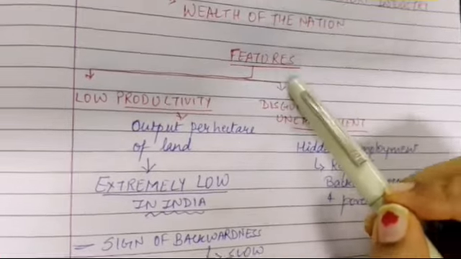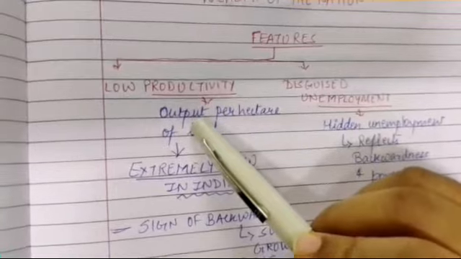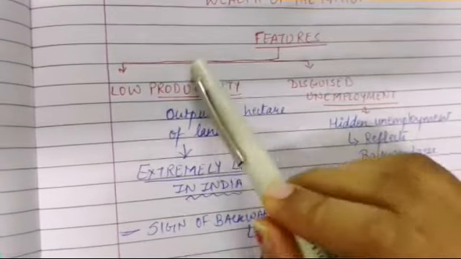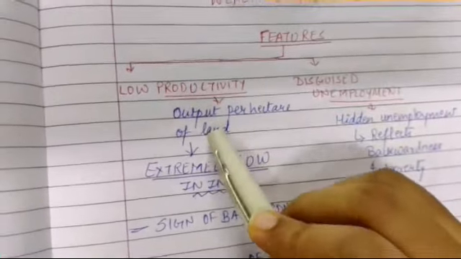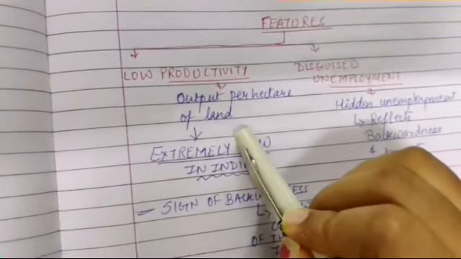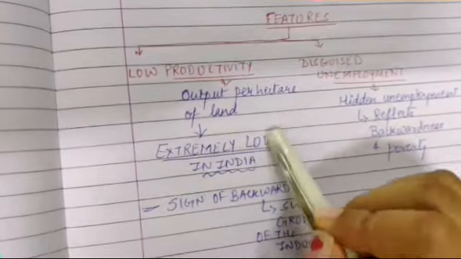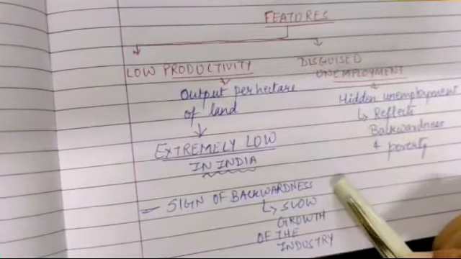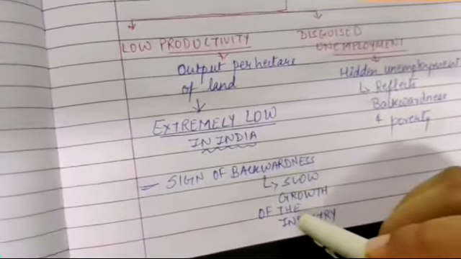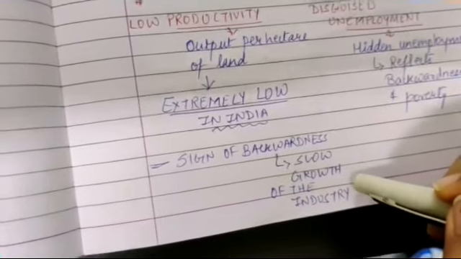Proceeding towards the features. The first feature is low productivity. What do you mean by productivity? Productivity is the output per hectare of land. In India, the productivity is extremely low, which is a sign of backwardness. If there is a sign of backwardness, it means there is slow growth of industry.